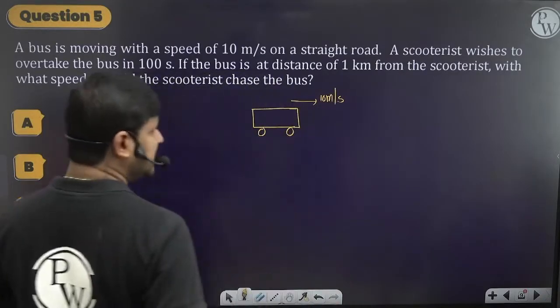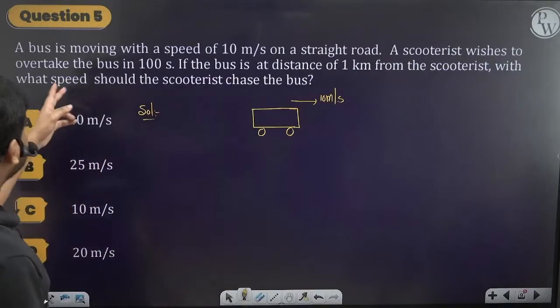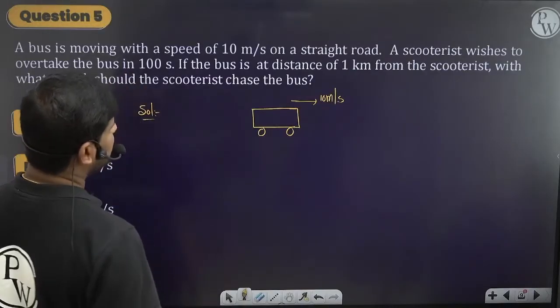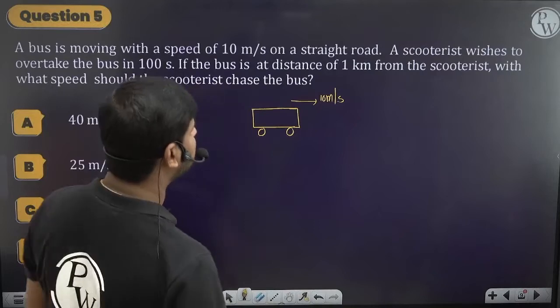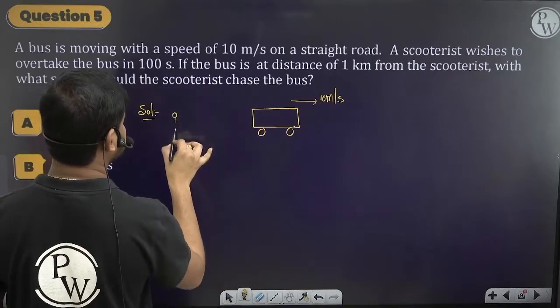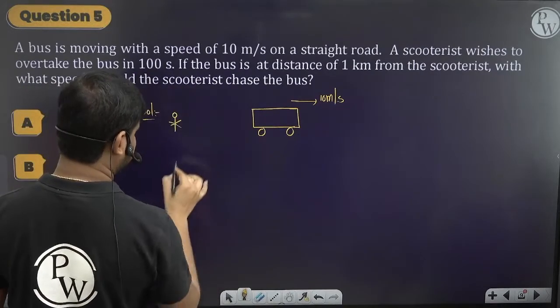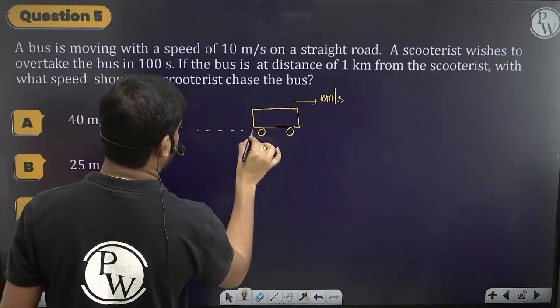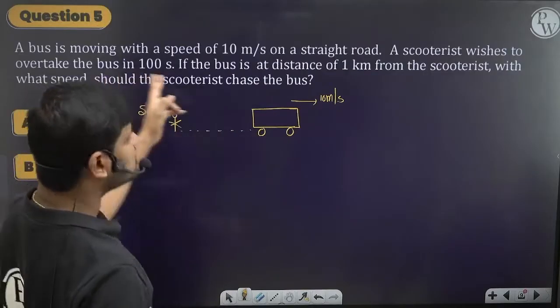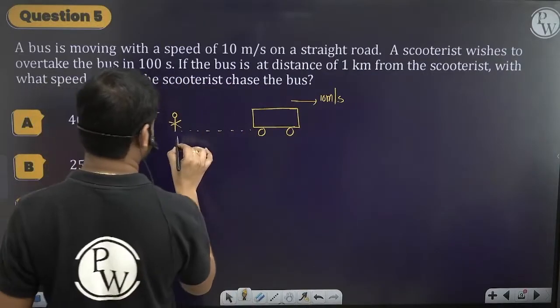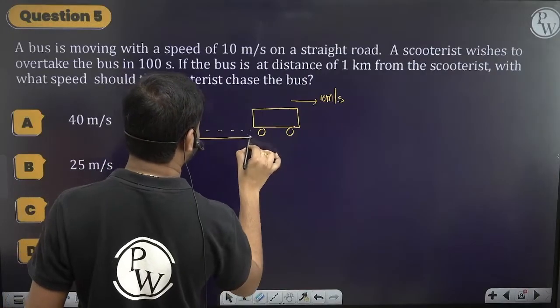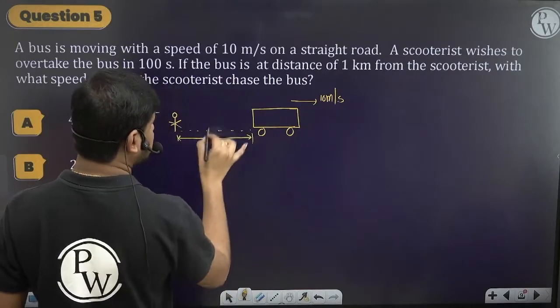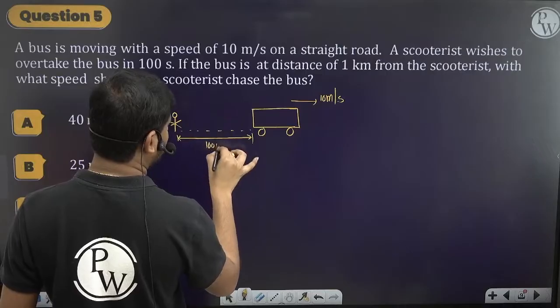Then a scooterist wishes to overtake the bus in 100 seconds if the bus is at a distance 1 kilometer from the scooterist. So here is the scooterist, the person who is sitting on the scooter, and he wished to overtake the bus in 100 seconds. So how much distance between the bus and the scooterist? 1 kilometer. So let me take it as 1000 meters.